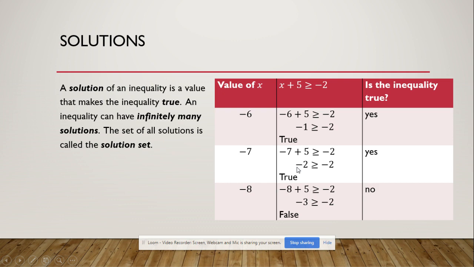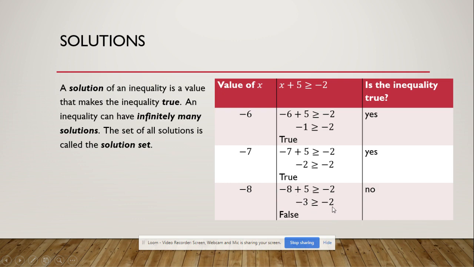Now here we got negative 2 is greater than or equal to negative 2. If it was not for the or equals to, that little line on the bottom, this would be false. But because that line is there, they are equal, so this is also true. All right, trying out the negative 8, we'd get negative 3 is greater than negative 2.